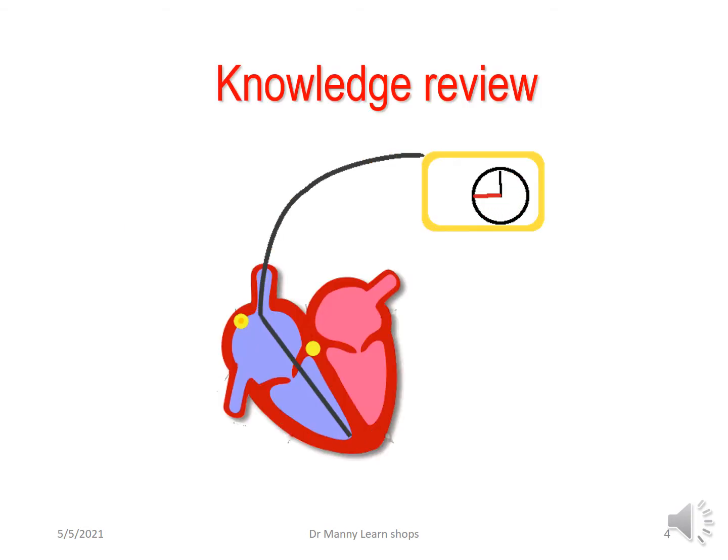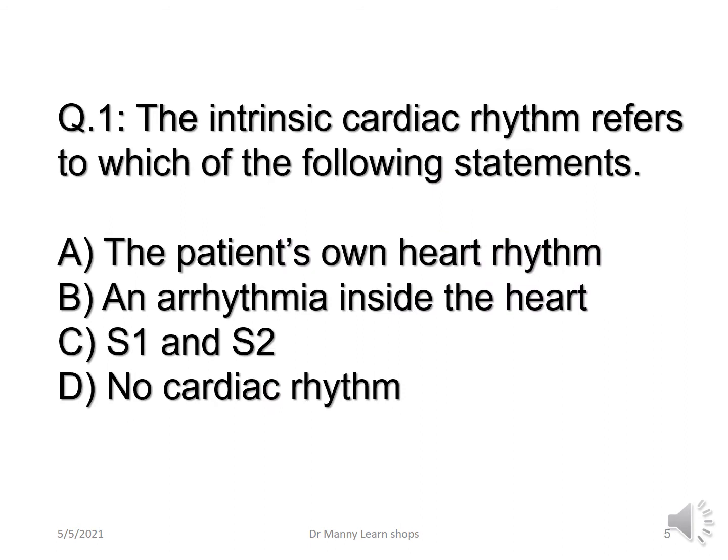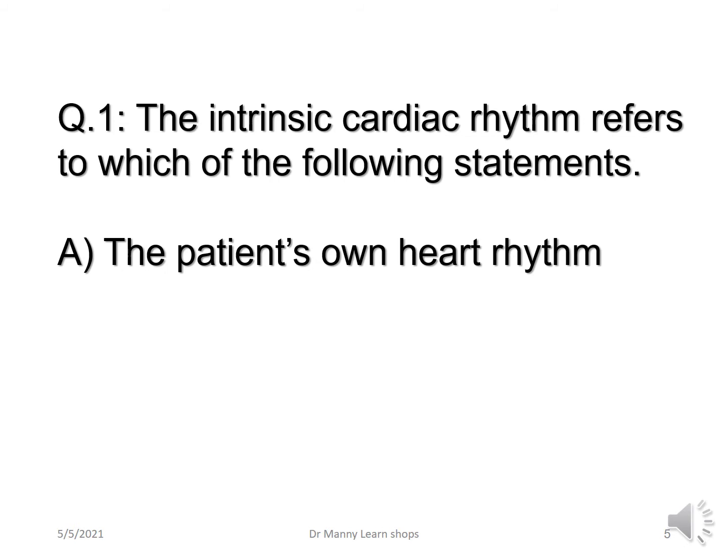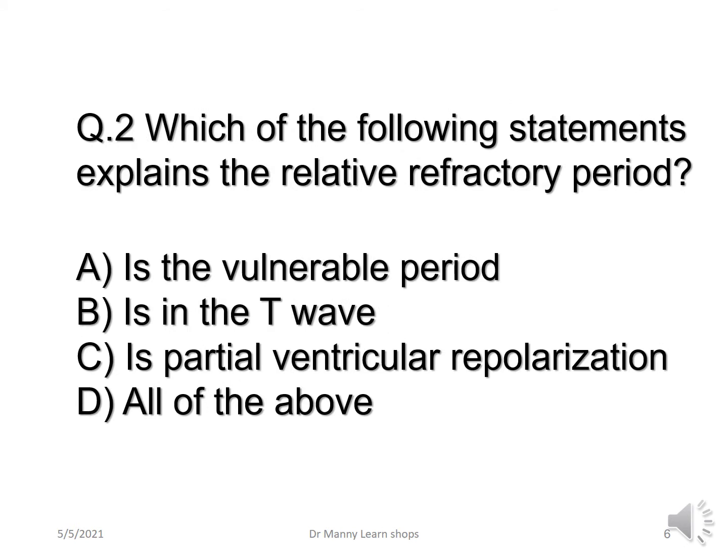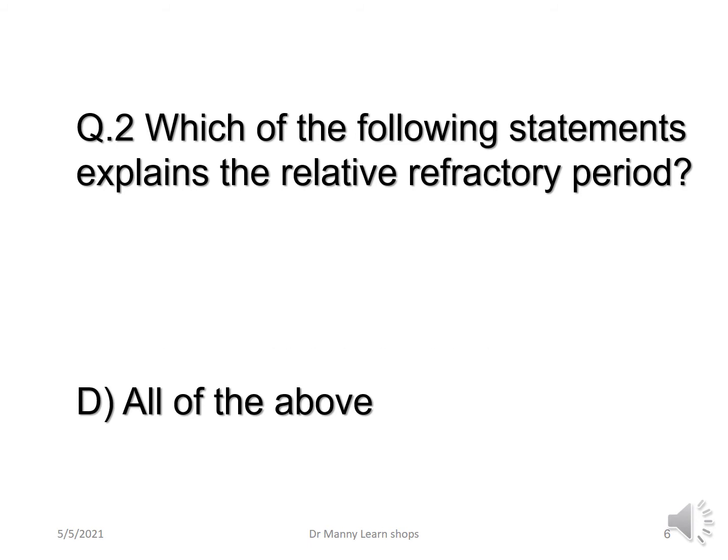Let's review the knowledge again. The intrinsic cardiac rhythm refers to which of the following statements? A, B, C, or D? The correct answer is A, the patient's own heart rhythm. Question 2. Which of the following statements explains the relative refractory period? A, B, C, or D? The correct answer is D, all of the above.